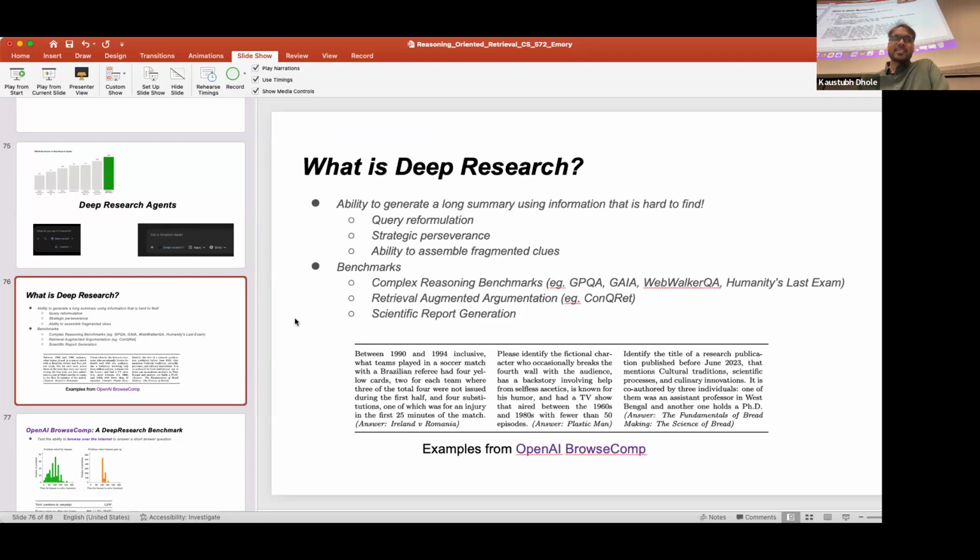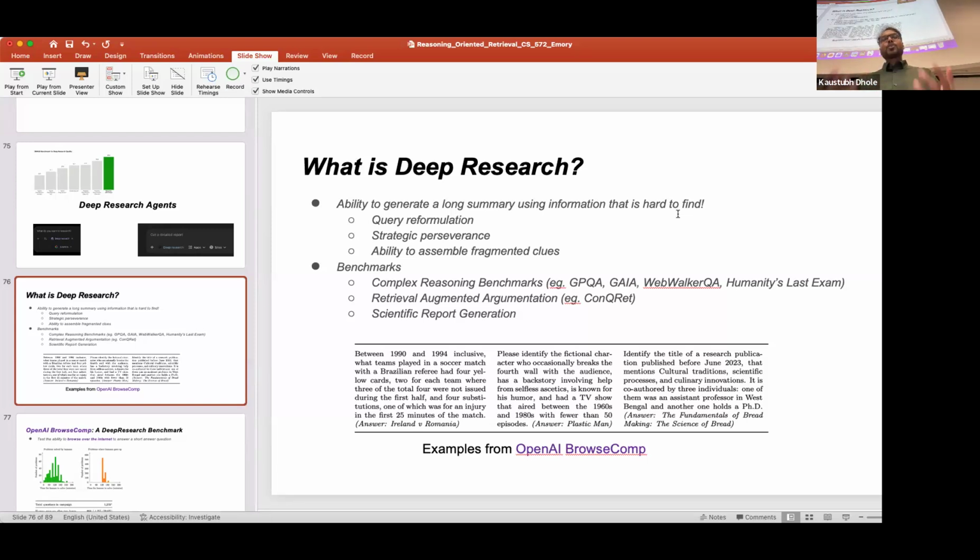So deep research, in terms of a task, is the ability to generate a long summary using information that is hard to find. Let's say something like writing a survey paper, for instance. You need to go through different sources, extract information from them, and then assimilate them in order to write a long form report. So that is what deep research is.